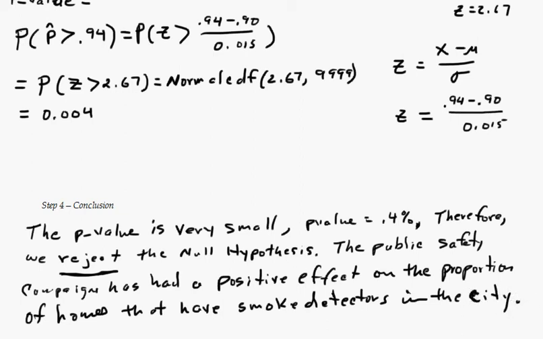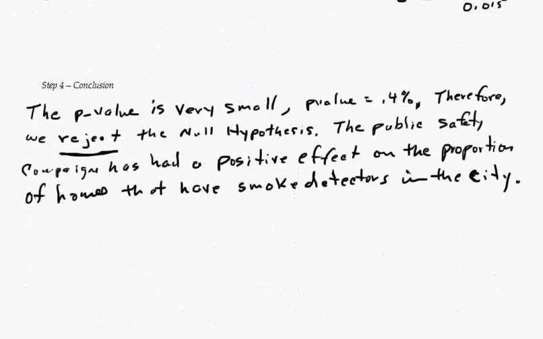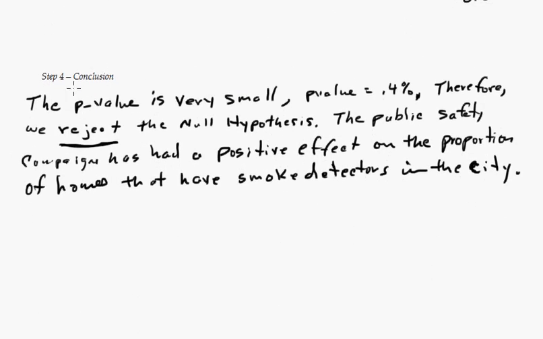Okay? Those are the steps. Again, state the evidence. The evidence is the p-value is very small. State your action. You're going to reject the null hypotheses. You could say, if you wanted, we accept the alternative that the public safety campaign has had a positive effect on the proportion of homes that have smoke detectors in the city.